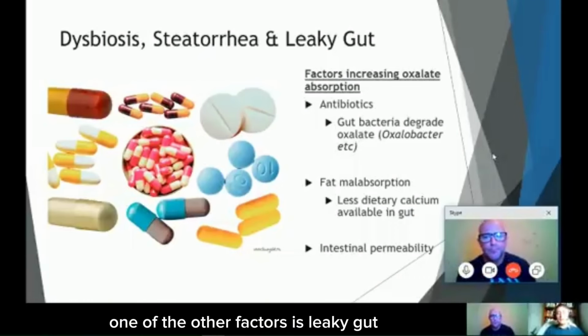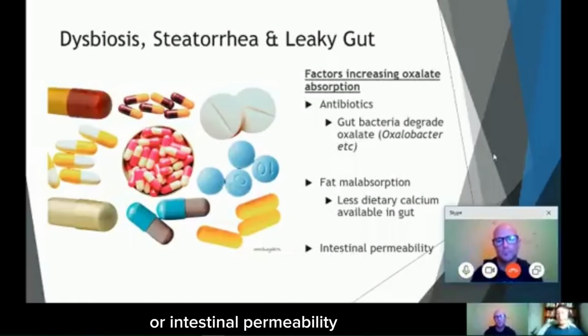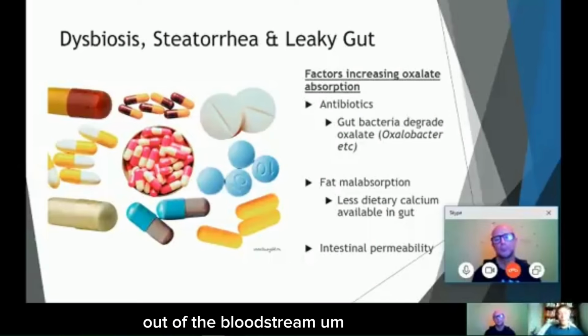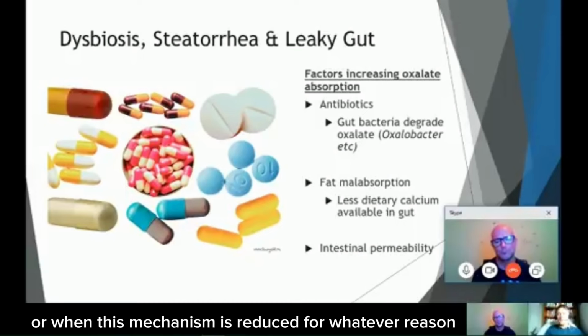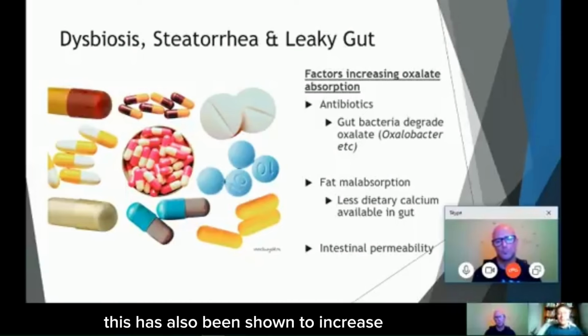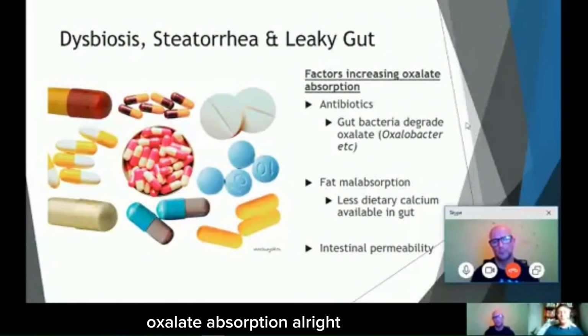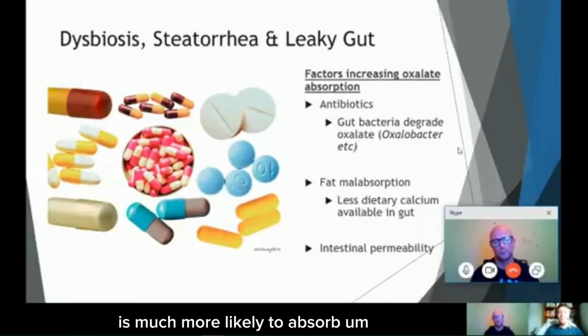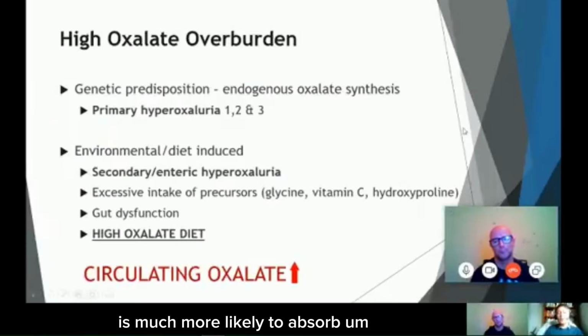Finally, one of the other factors is leaky gut, or intestinal permeability. The tight junctions in the intestine basically determine what goes in and out of the bloodstream. When this mechanism is damaged or reduced for whatever reason, this has also been shown to increase oxalate absorption. So any of those factors is going to mean that someone is much more likely to absorb more oxalate.